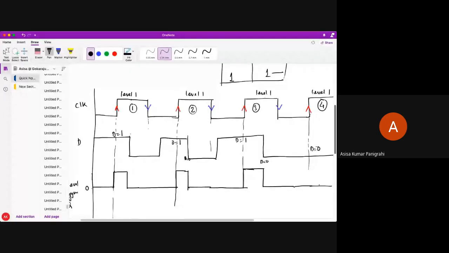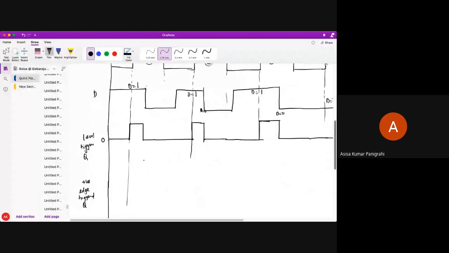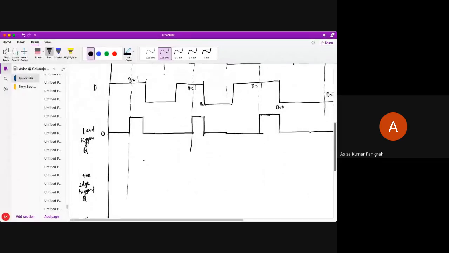Okay, do you all understand, students? If there is any change in the input inside the level 1, that is only affecting my next state output. Am I correct? Okay, this is called level triggered D flip-flop. Now we'll move to the positive edge triggered flip-flop.